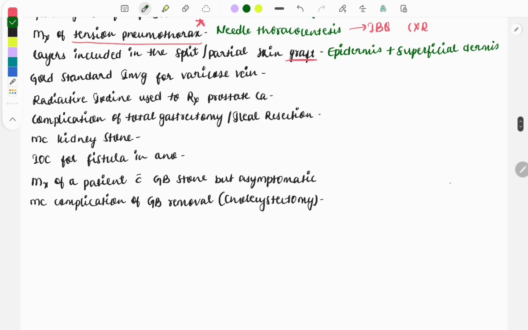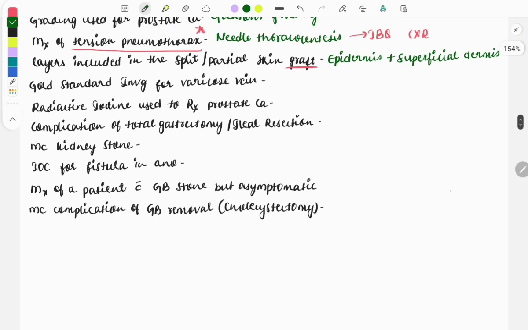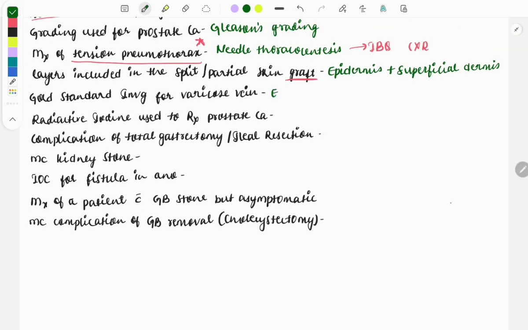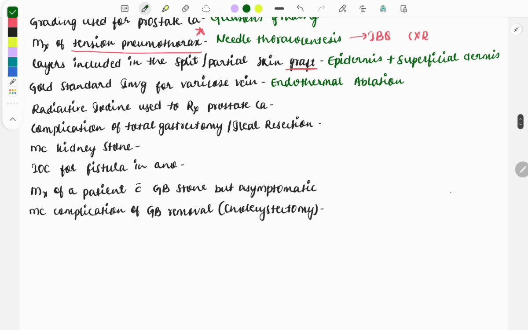Then the next question, gold standard investigation for the varicose vein. It is the endothermal ablation. And the next question, radioactive iodine used to treat prostate cancer. So in the treatment of the prostate cancer, we will use the radioactive iodine 125, labeled 125, asked as a one-liner in the June 2022.